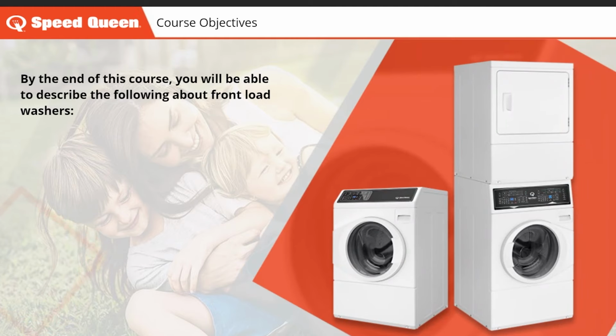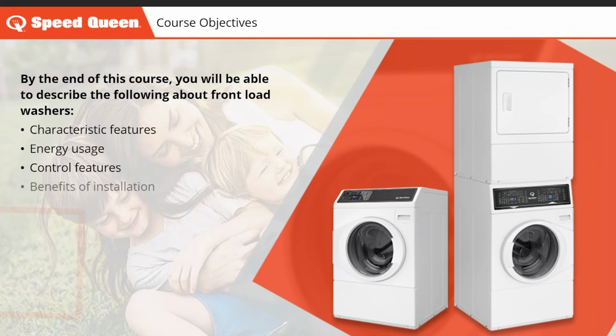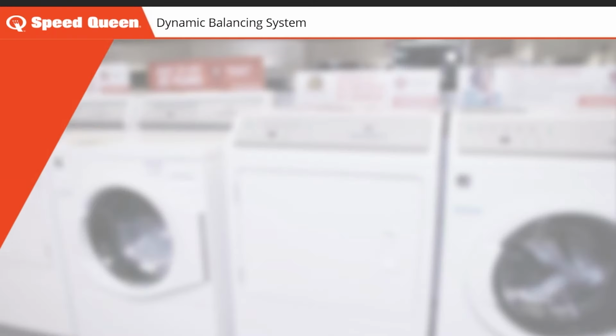By the end of this course, you will be able to describe the following about front-load washers: characteristic features, energy usage, control features, benefits of installation, common consumer objections and their resolution. Please note, going forward, when there is a reference to front-load washers, we are discussing both the single front-load washer and the stacked washer and dryer.